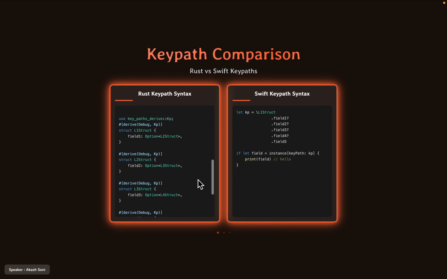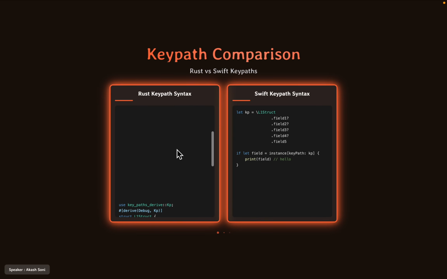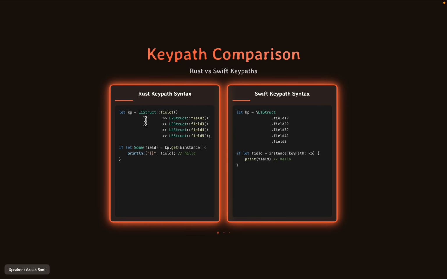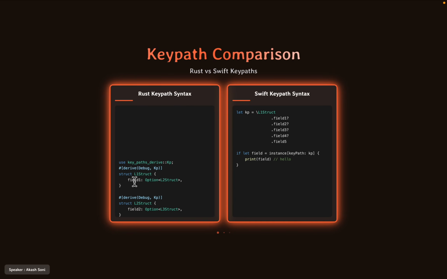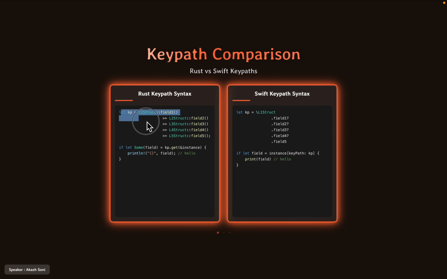The second main highlight is that here we need to add the derive macro kb in order to create associative functions of keypaths with the same name as the field. So here the field 1 functional keypath will be created as an associative function inside the L1 struct with the same name as the field. So this is how we are going to create a functional chain to access some data.